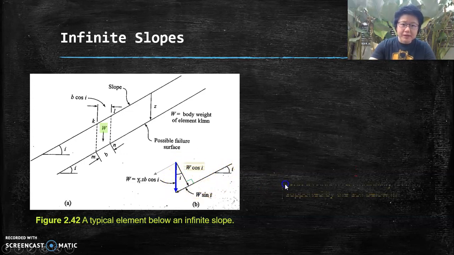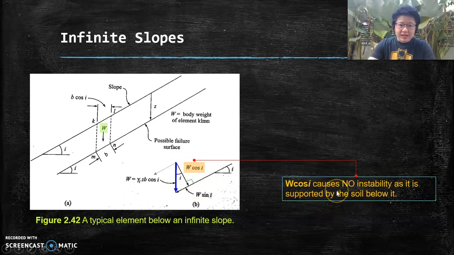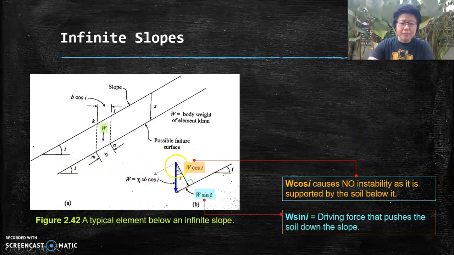And that will be my normal force. So this normal force is alright. It's not going to cause any instability to the overall infinite slope because why? It is being supported by the base, as you can see here. And mind you, the i angle here that we are looking at is actually the gradient of the slope, right? This i.